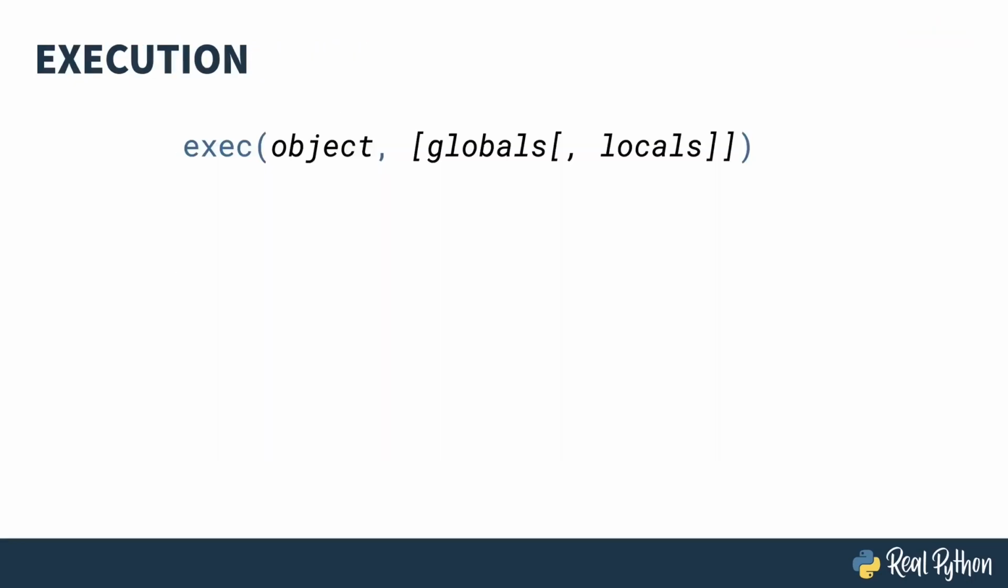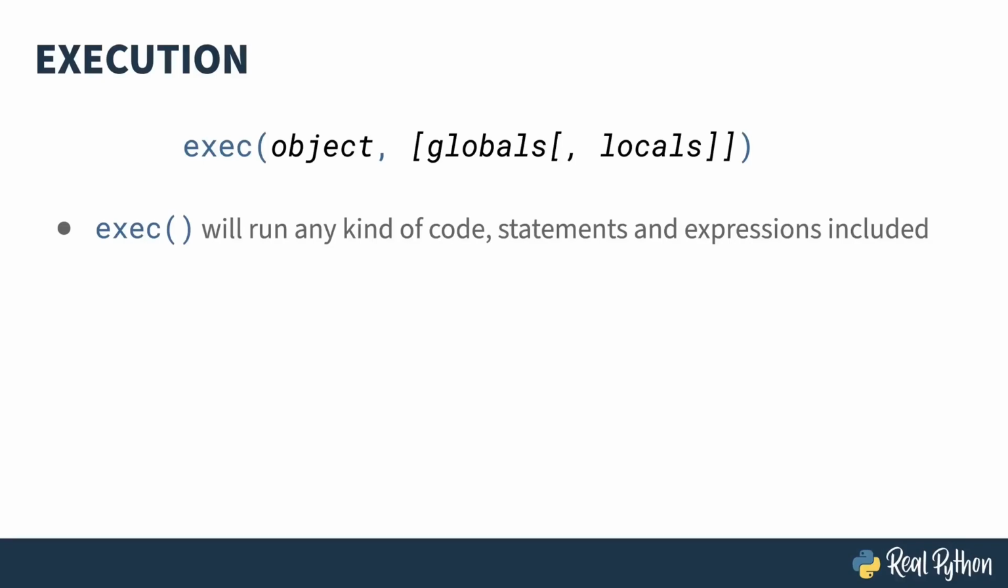The eval method has a cousin called exec. The signature is very similar to the eval. Unlike eval, exec will run any kind of code, statements and expressions included, so it's the superset. Unlike eval, exec has no return result. Even if the contents of the exec are a function call that returns something, exec itself will not return a result.